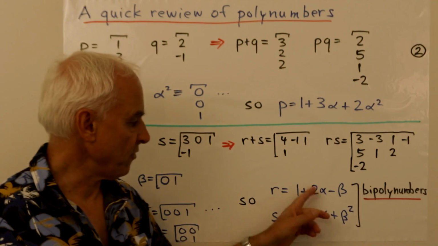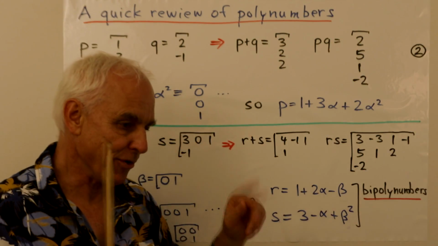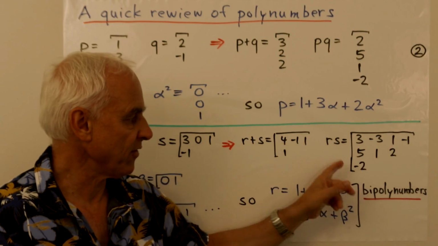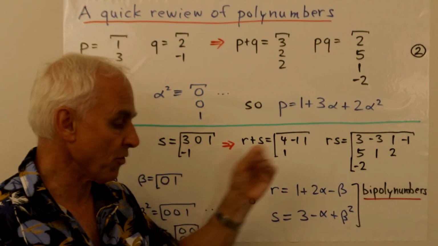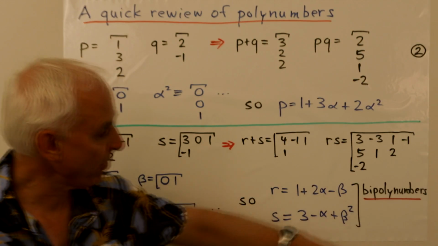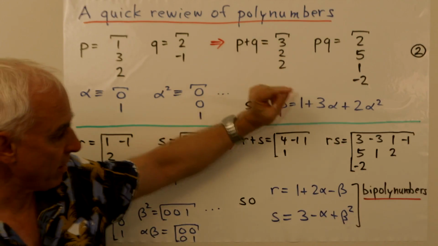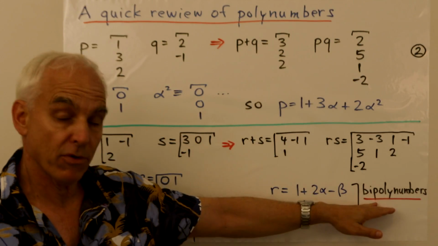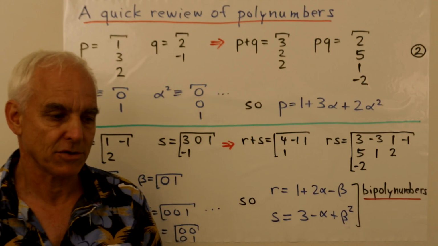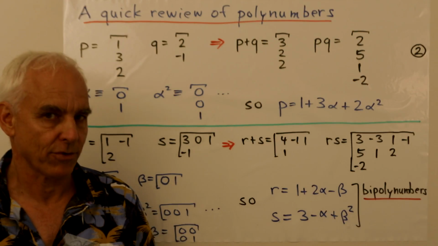And then you can check that if you multiply these two polynomials in the usual way, just thinking of alpha and beta as variables, you're essentially getting this one here. It's just writing down all the coefficients all at once. Okay, so that's the theory of bipolynumbers. Polynumbers here, just one variable, bipolynumbers with two variables. And we can carry on to higher dimensions also.